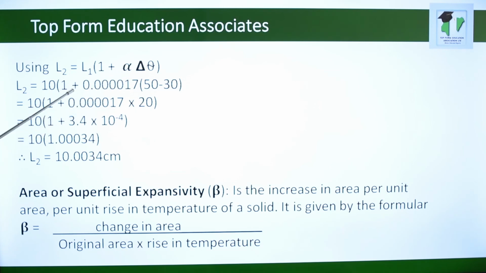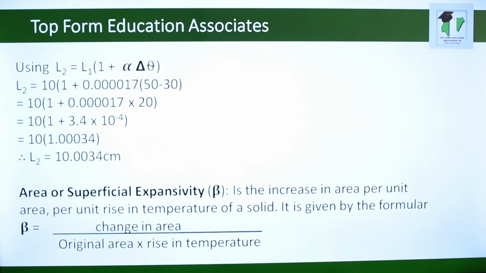Bringing this down, plus we have 1. 10 is here. So we'll have the whole of this multiplied by 20 gives you 3.4 times 10 to the power minus 4, plus 1 gives you 1.00034. Now times 10 gives you 10.0034 cm. That gives you the final length. Is that okay? Now I want to look at the next one, known as area or superficial expansivity.